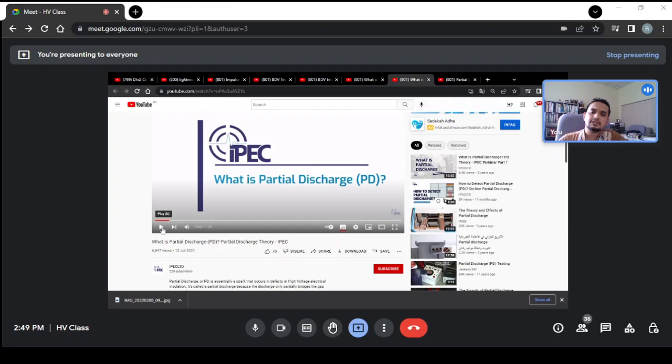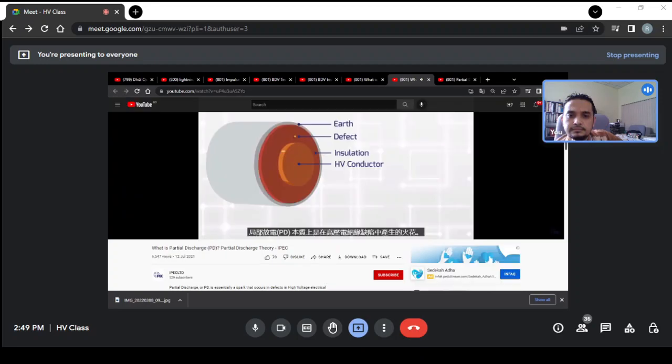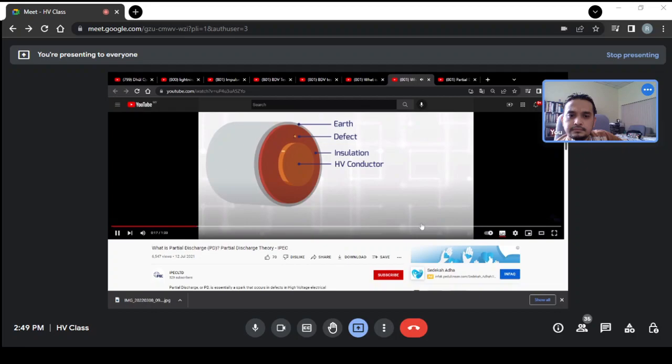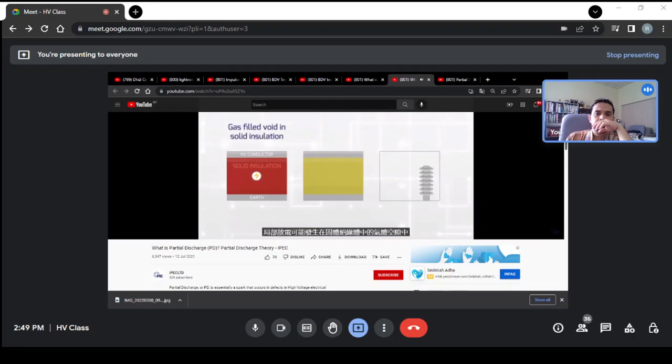Partial discharge, or PD, is essentially a spark that occurs in defects in high-voltage electrical insulation. It's called a partial discharge because the discharge only partially bridges the gap between the conductors. The discharge may be in a gas-filled void in a solid insulating material, in a bubble in a liquid insulator, or around an electrode in gas.